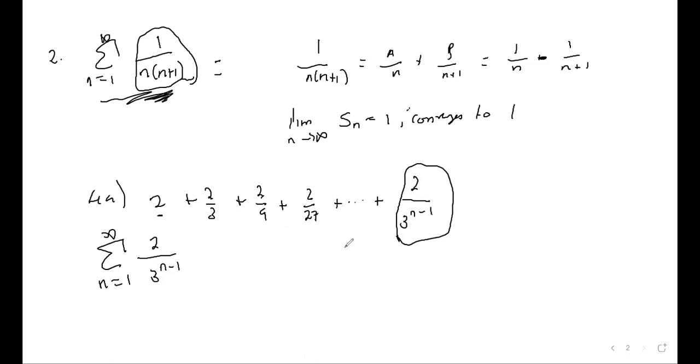Then now you use it to find the partial sums. So how do I get the partial sum? You take the limit as n goes to infinity of 2 over 3 to the power n minus 1 and check what you're getting.